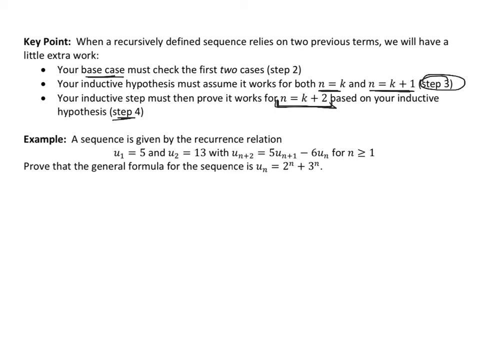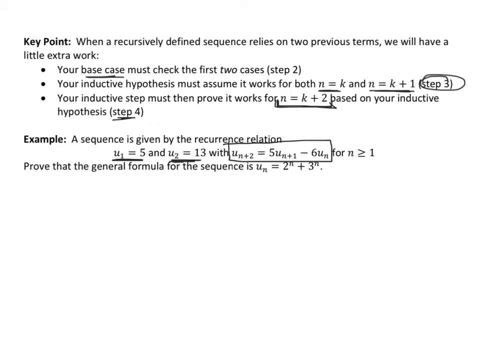So the example that I have here is one of these recurrence relations where it starts with two pieces of information, both u1 equals 5 and u2 equals 13. And you can see in the recurrence relation that it covers two separate terms, right? We're going to be finding the n plus 2 term by relating it to the n plus 1 term and the nth term. Okay? And we're being asked here to prove that the general formula for this thing would be this, that the nth term would be 2 to the n plus 3 to the n.